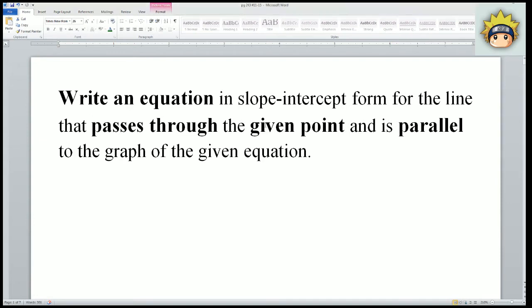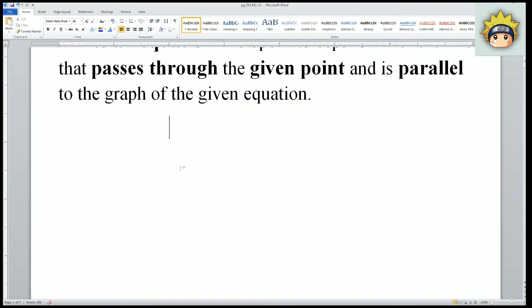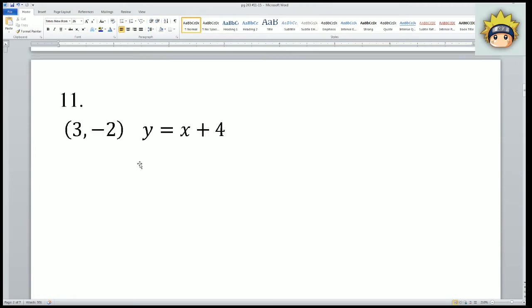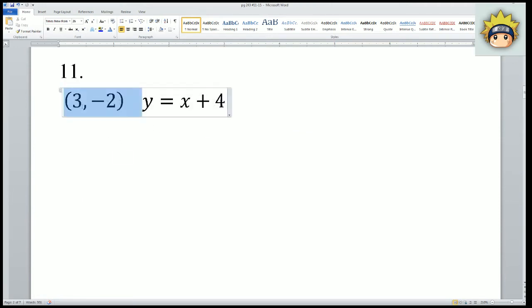We are going to be given a point, and we need to construct an equation that passes through a certain point. So we have question 11. We have the point here. I can mark this in red to show you, and I have this equation.